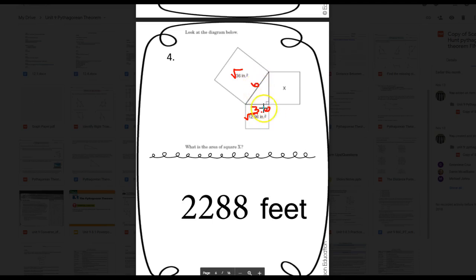Now we have these sides, and we can find out what the leg is because we have the hypotenuse, and it can give us this number. Once you get this number, you need to square it. So whatever this is, you need to square it to get the area.